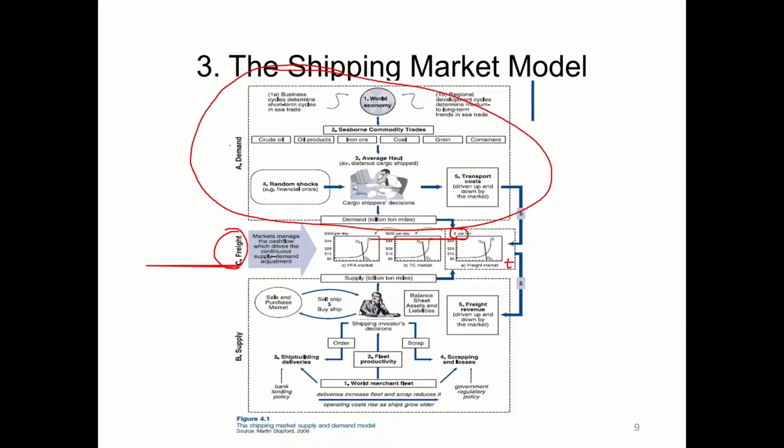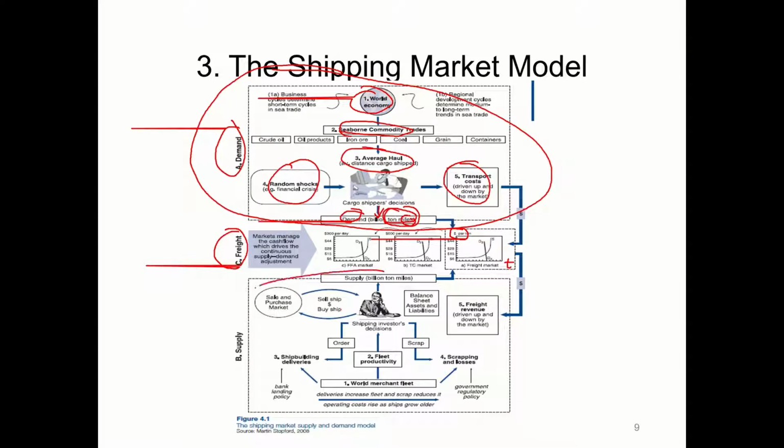We'll only be examining the factors influencing demand. There are 5 factors: world economy, seaborne commodity trade, average haul, random shocks, and transport cost. And collectively, they will affect demand for maritime transport services, which is measured by ton miles. Ton miles. Ton represents the weight of the commodity being carried. Miles represents the distance.